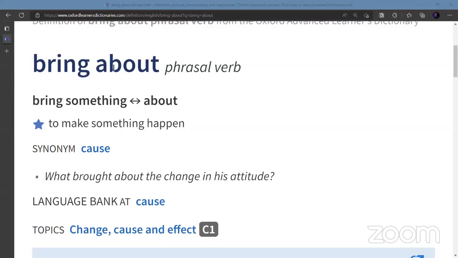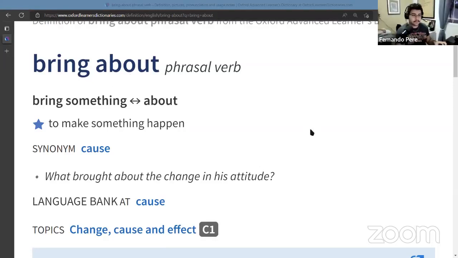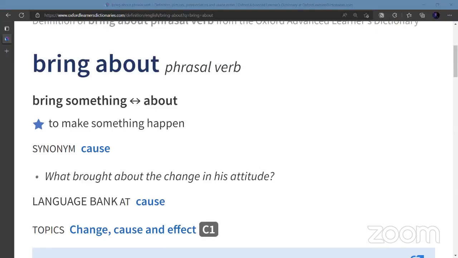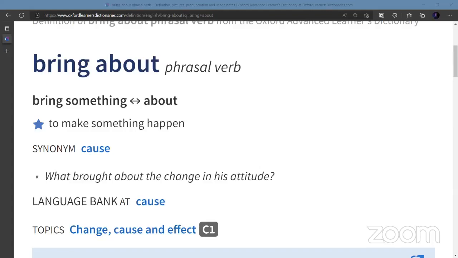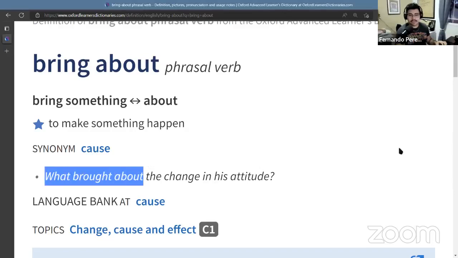Bring about. That's right. Bring something about: to make something happen. What brought about the change in his attitude? This is a phrasal verb. It's pretty advanced. Do you understand it? That one's tricky, no? Yes, kind of. To bring about. What brought about the change in his attitude?